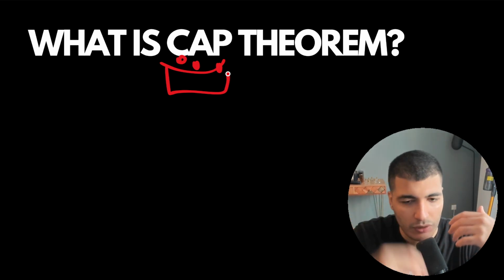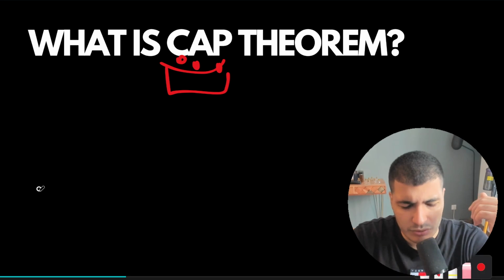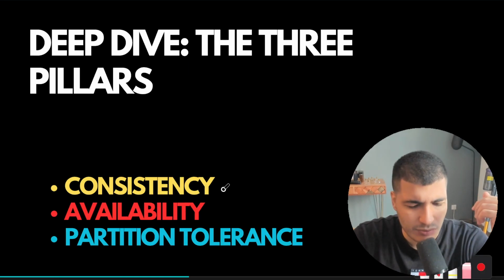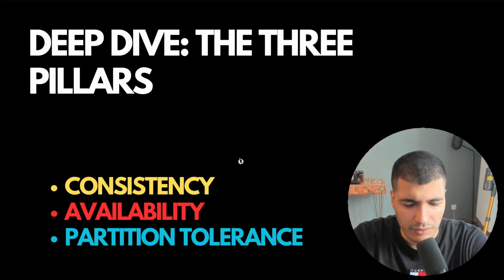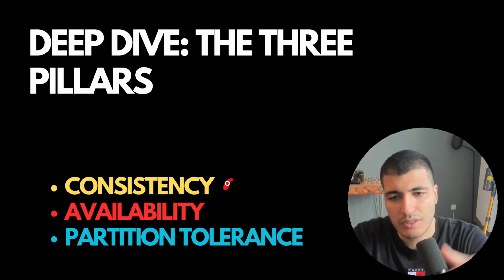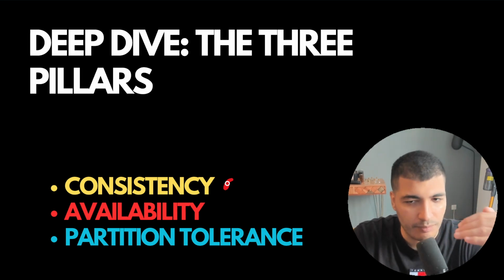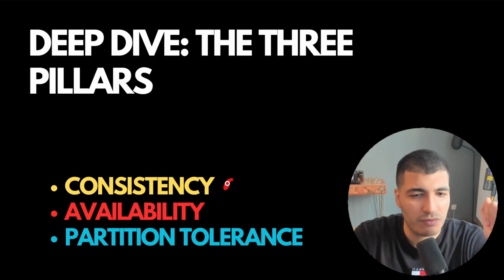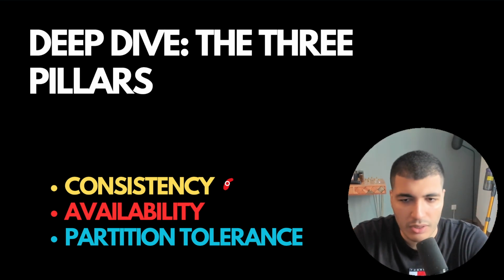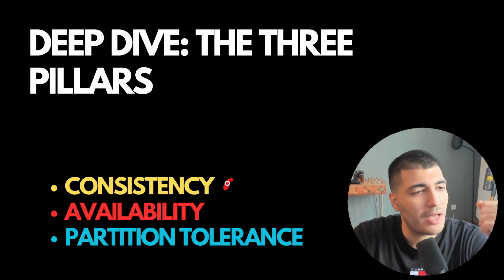You only have two. Okay, let's think about what consistency, availability, and partition tolerance are. So let's give it a deep dive. First, what is consistency? Consistency means all nodes see the same data at the same time. For example, you update your bank account balance, and every server will agree instantly.